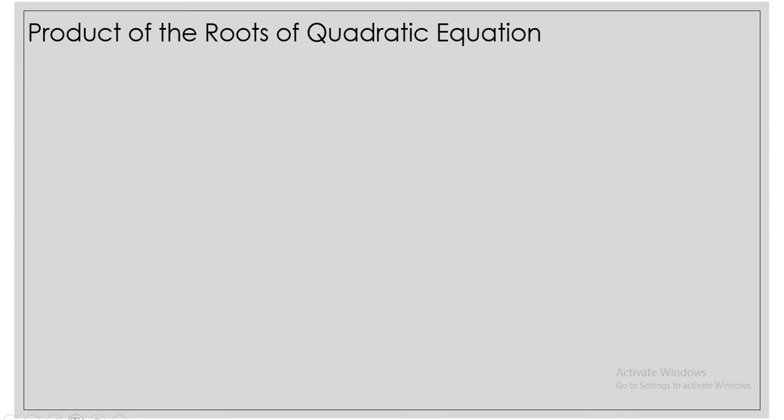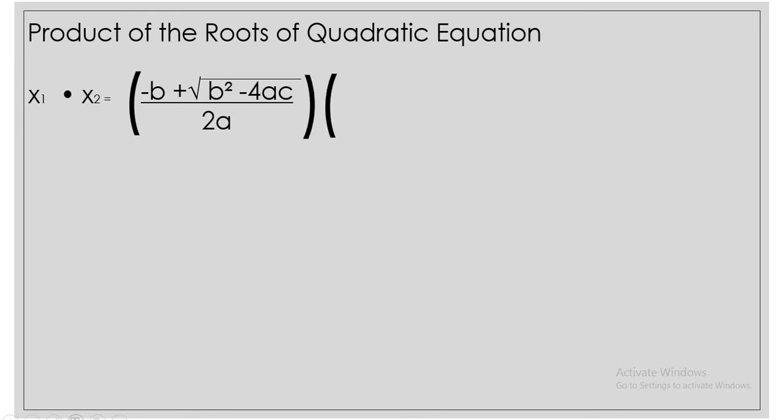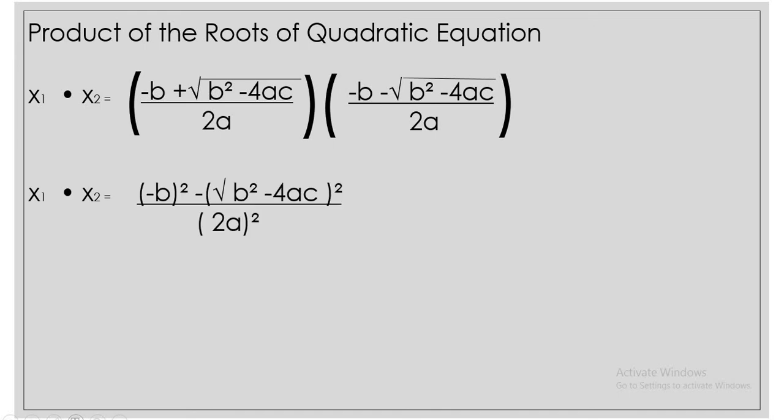Okay, let's go on now to the product of the roots of a quadratic equation. So x sub 1 times x sub 2. From the quadratic formula, get negative b plus the radical of b squared minus 4ac all over 2a and negative b minus the radical of b squared minus 4ac all over 2a. Then we will just simplify it. Negative b times negative b, so negative b squared. Then the quantity radical of b squared minus 4ac squared, we just combine over the quantity 2a squared.